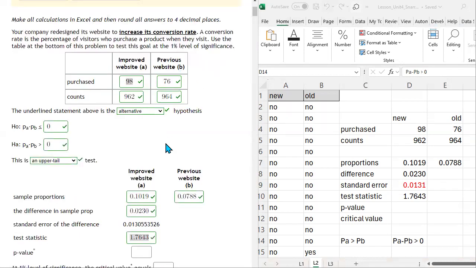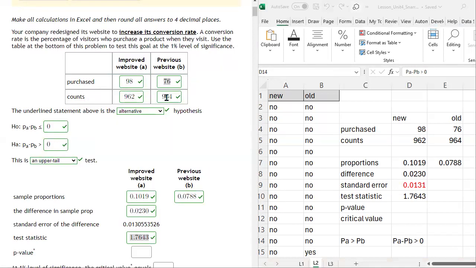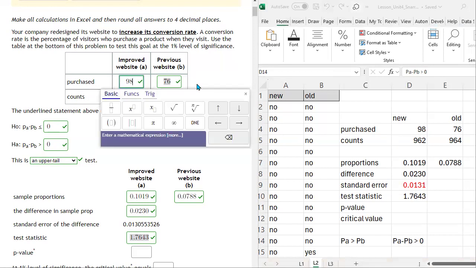We can use the normal distribution as an approximation of the binomial distribution if this number is greater than or equal to 5, this number is greater than or equal to 5, or these are the number of yeses, right? The number of no's are the difference between these two and the difference in these two. The number of no's is much greater than 5 for both cases. The number of yeses are bigger than 5 in both cases. So we can use a standard normal distribution to approximate binomial here.